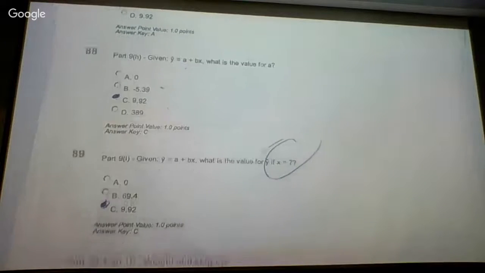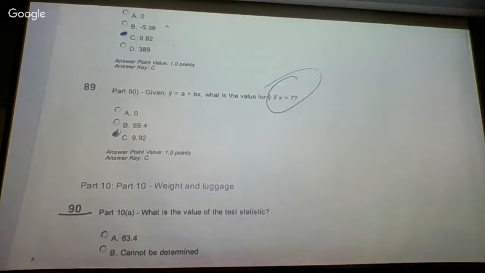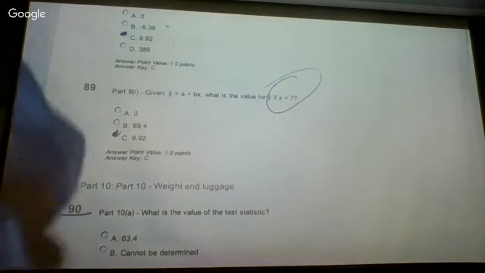And now it's time for our wrap up. Let's get at everything we've got, because we've got something like 12 questions to go. It looks like there's 6 apiece. Weight and luggage. This is something that's actually a little bit different.